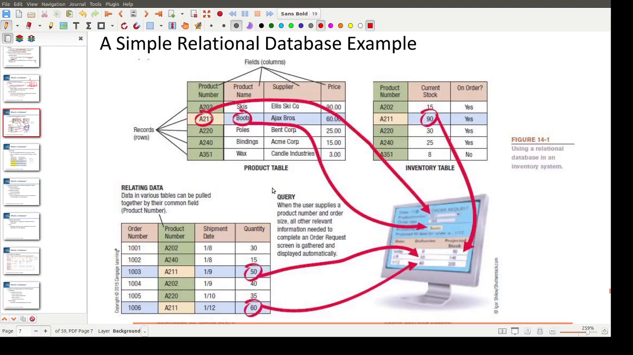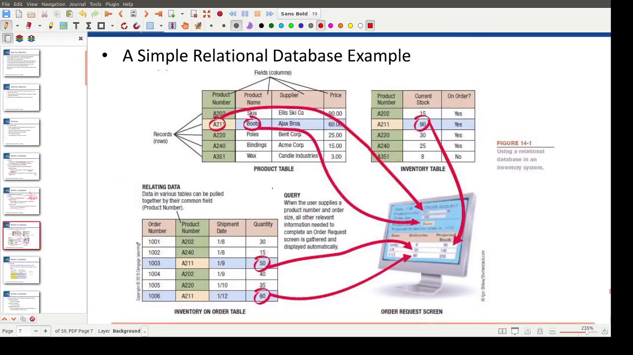So you have to be careful. So we are storing the data in these tables: a table for product, a table for inventory, and a table for inventory on order. But if you remember, I told you that we need to store and retrieve. Retrieval means accessing the data and knowing if there is some value.